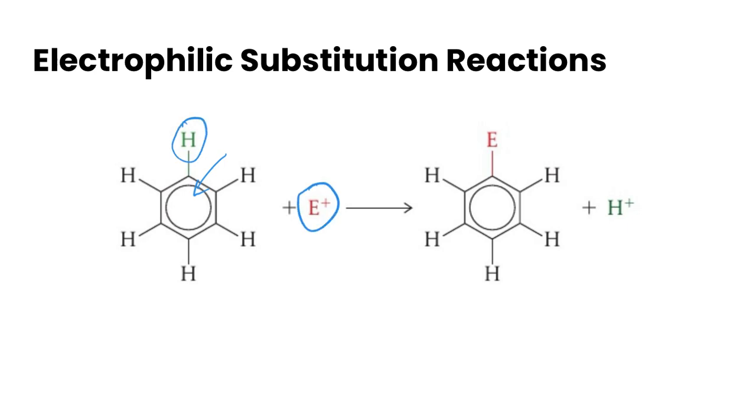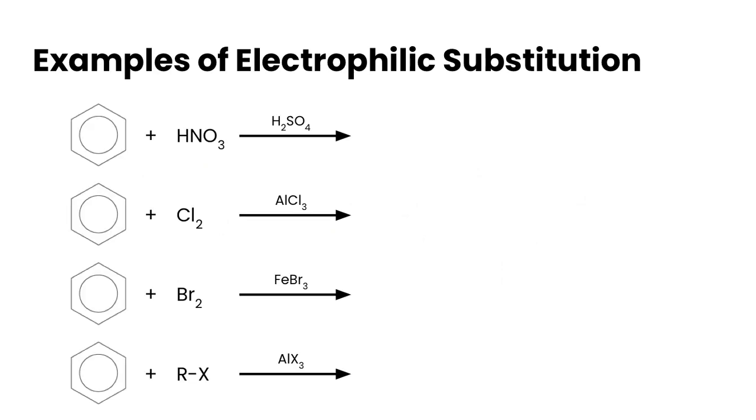So in general, you will create the product with the electrophile attached, and then you will create an H plus, or lose a hydrogen atom in this particular reaction. So these reactions are known as electrophilic substitution and not addition because we're substituting a hydrogen with an electrophile. So let's look at some specific examples of electrophilic substitution.